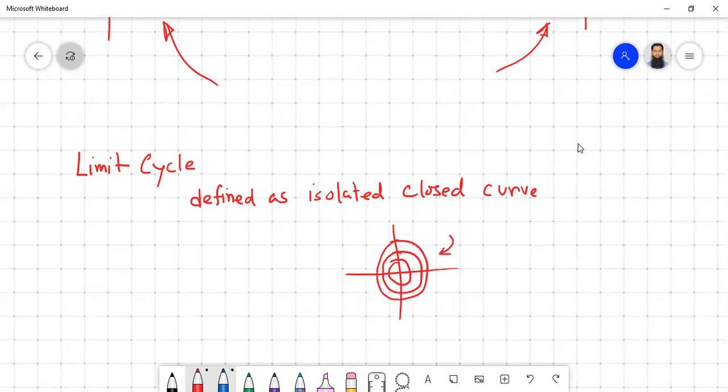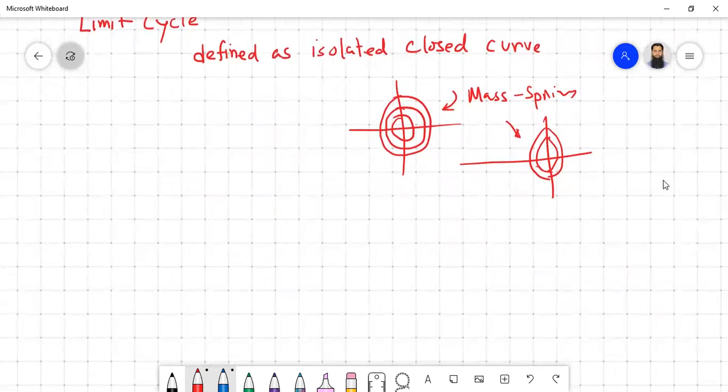This is also one of the examples, like the mass spring system that we have discussed, or in one of the satellite systems, you have closed curves, something like this. These are not isolated. Since they are not isolated, they cannot be called a limit cycle. Rather, in the Van der Pol equation, there is a single isolated case where we have one curve, and some of the trajectories are tending towards it, and some may actually go away from it.